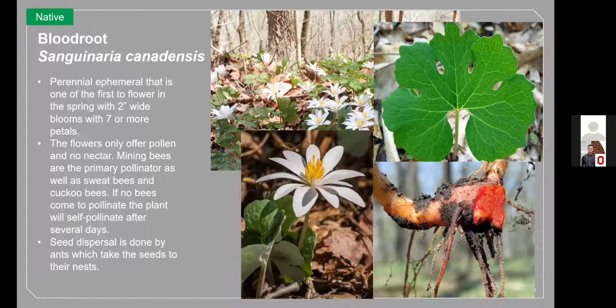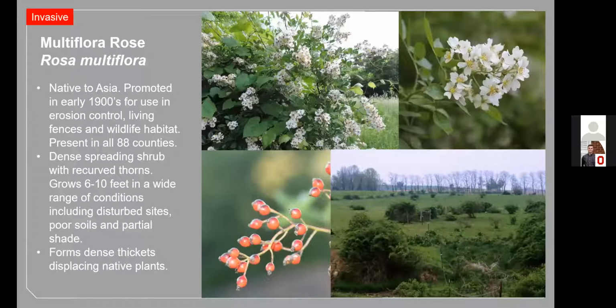Okay, I saved the best or worst till last. It was probably the worst decision ever made by the U.S. Soil Conservation Service to import this shrub for use in erosion control and as a living fence. The canes can grow up to 10 feet tall with recurved thorns that can penetrate most clothing. The base of each leaf stalk bears a pair of fringed bracts that are the best characteristic to use in distinguishing multiflora from native roses.